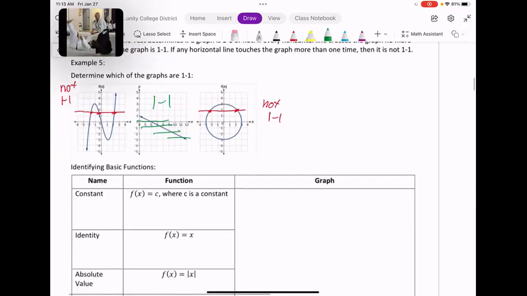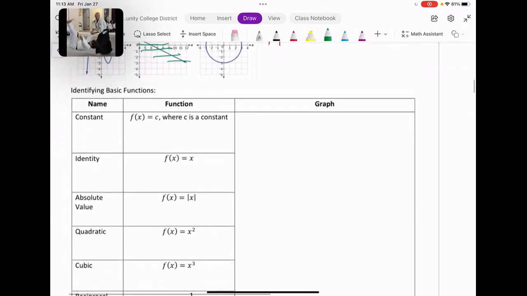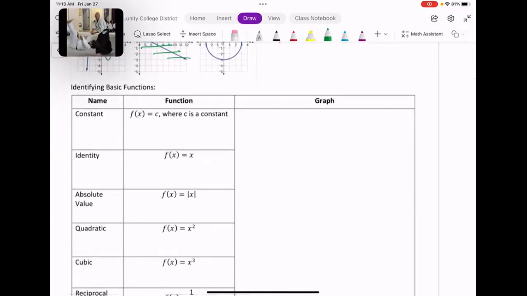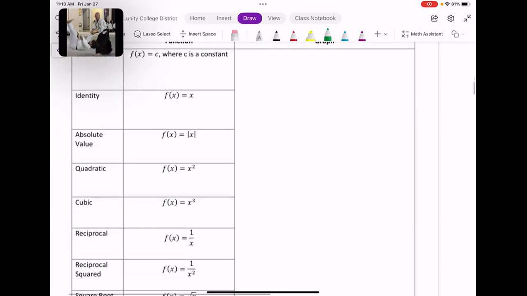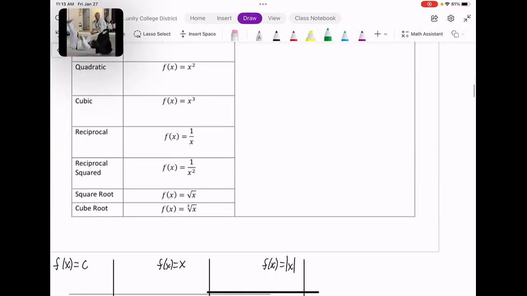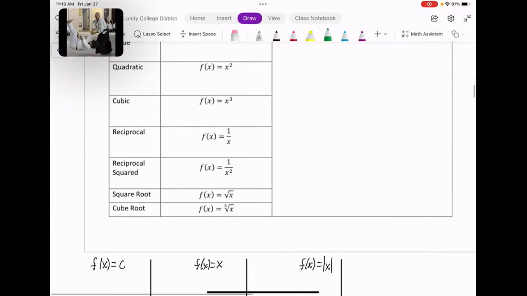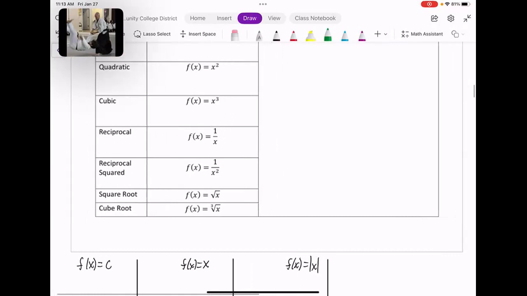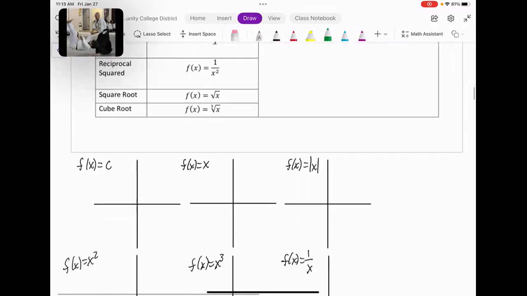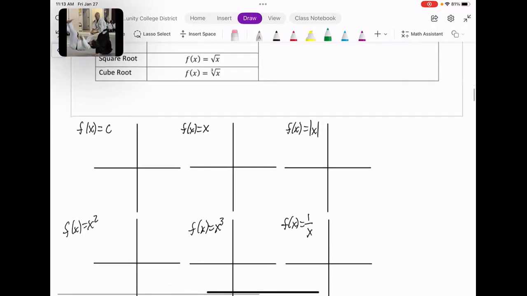And we're going to end our session with some graphs here. So we have a constant function. We have f of x equals x. We have absolute value, x squared, x cubed, 1 over x, 1 over x squared, root x, and cube root of x. These are all of our basic graphs. These are all graphs that you really should know going into calculus, at least the basic ones, and hopefully some of the shifts as well.